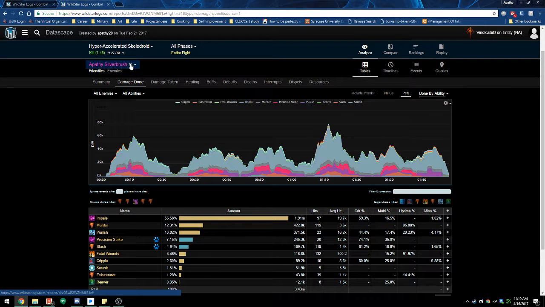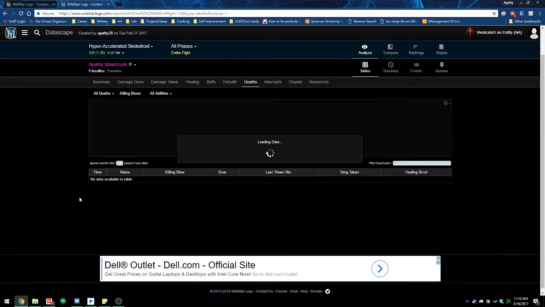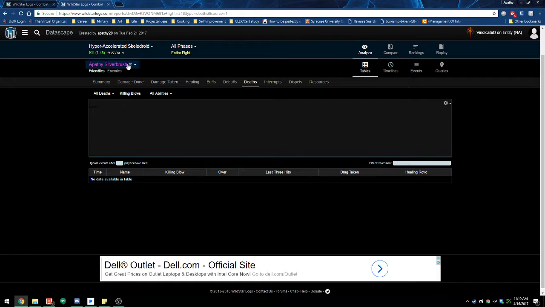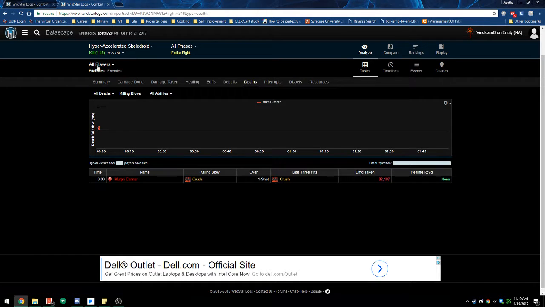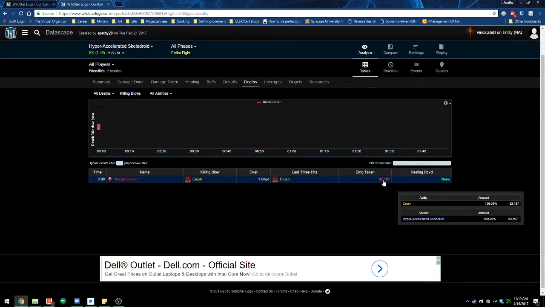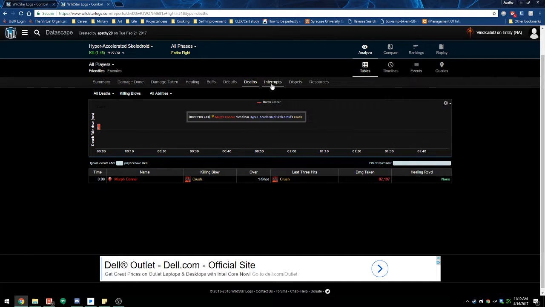Hit the X up here, otherwise you may go to deaths and you're not going to get anything because you're selected on only me. So now you've got all players. You can see Murph here died to Crush for 82,000 damage. That would hurt really bad. It's probably not his fault. Healers couldn't keep up with his entire life bar going 100 to 0. Death is a good place to find why people are dying.